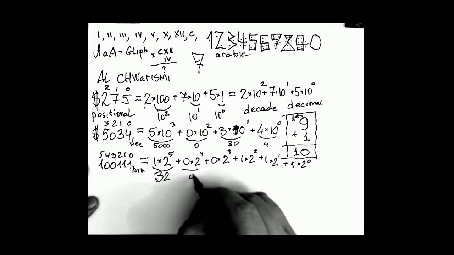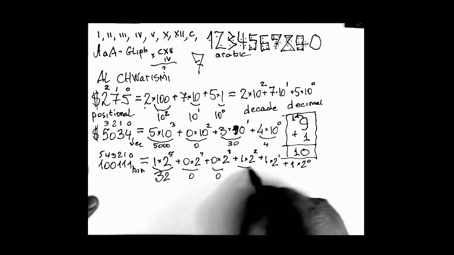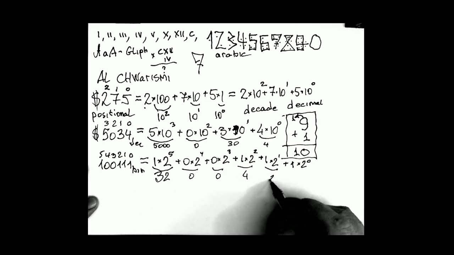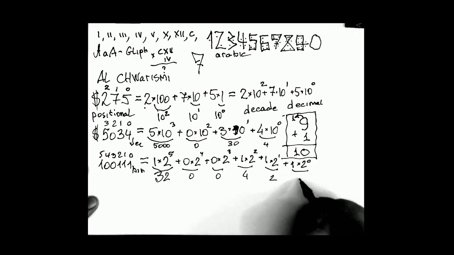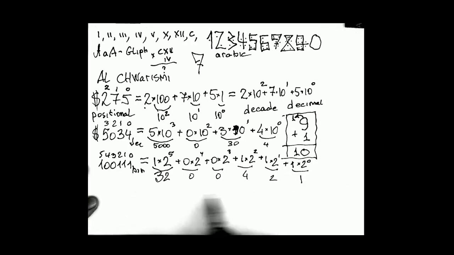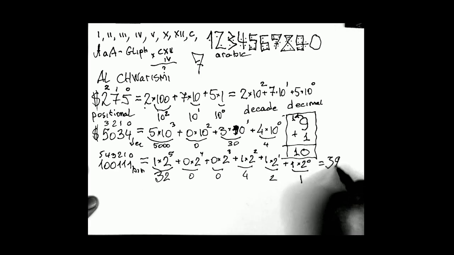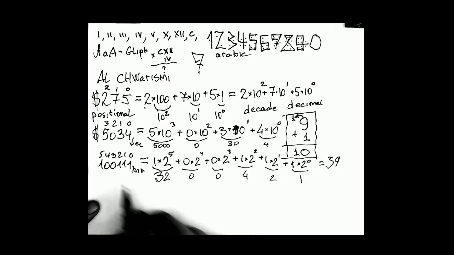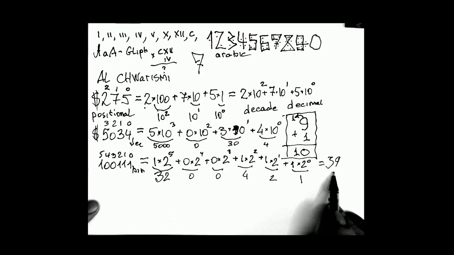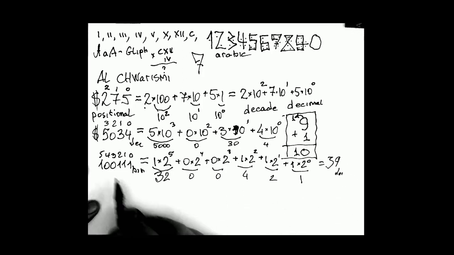This is 0, this is 0, 2 squared is 4, 2 to the power of 1 is 2, and 2 to the power of 0 is 1. So let me calculate. 4 and 2 is 6, plus 1 is 7, and 32 and 7 will be 39. Folks, I can write a quantity in decimal as a record in binary.